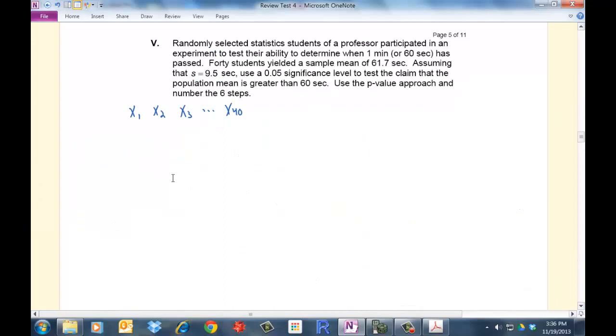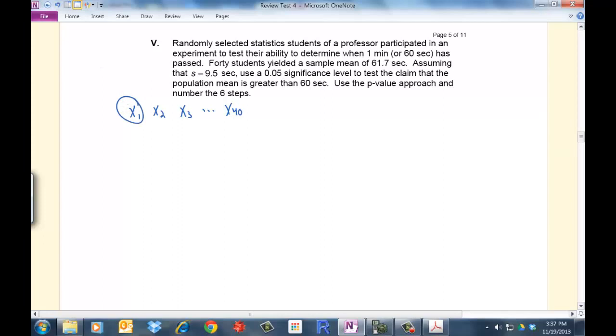Okay, question 5. Randomly selected statistics students of a professor participated in an experiment to test their ability to determine when 1 minute or 60 seconds has passed. So essentially what happens here is you take the first student and you ask them to determine when 60 seconds or 1 minute has passed by.